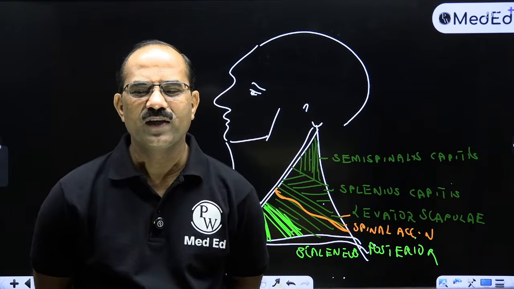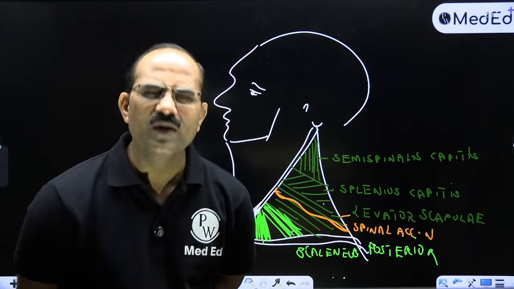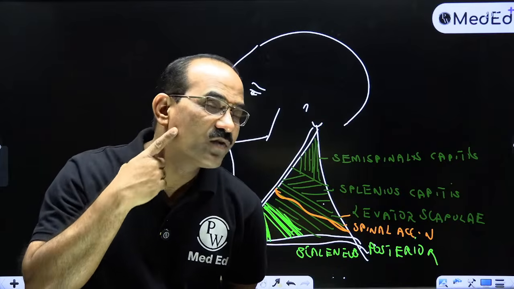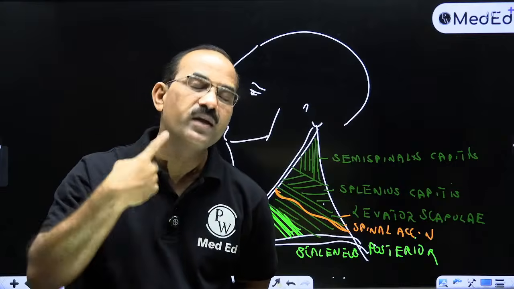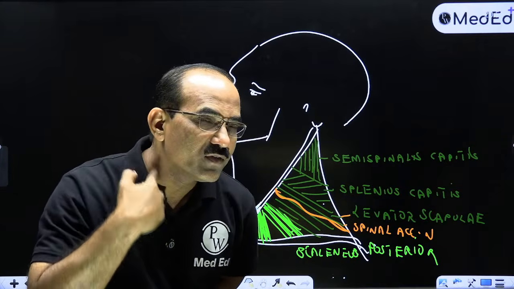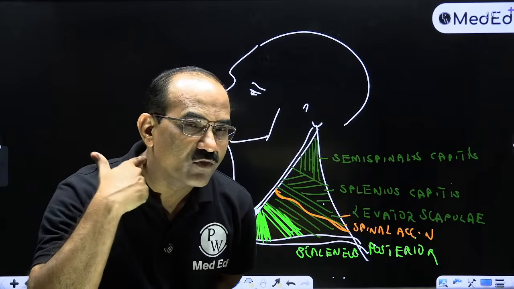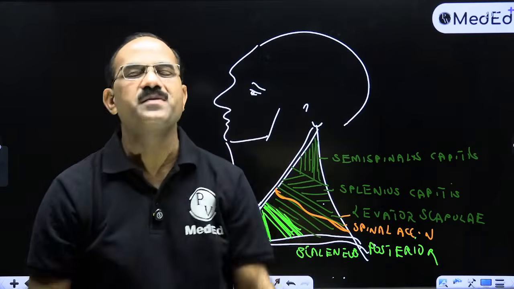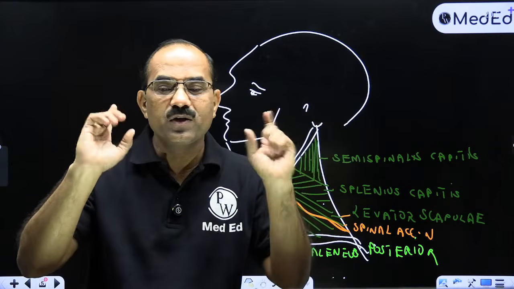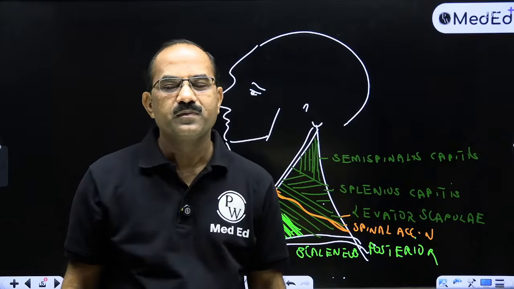Fine. Sternocleidomastoid will not be affected. Sternocleidomastoid is saved because the nerve first supplies the sternocleidomastoid, then it comes into the posterior triangle of the neck. So if we cut the nerve in the posterior triangle of the neck, who's affected? Trapezius. Sternocleidomastoid is intact.